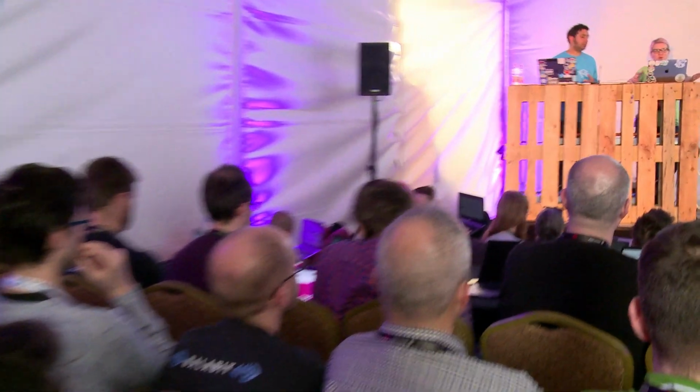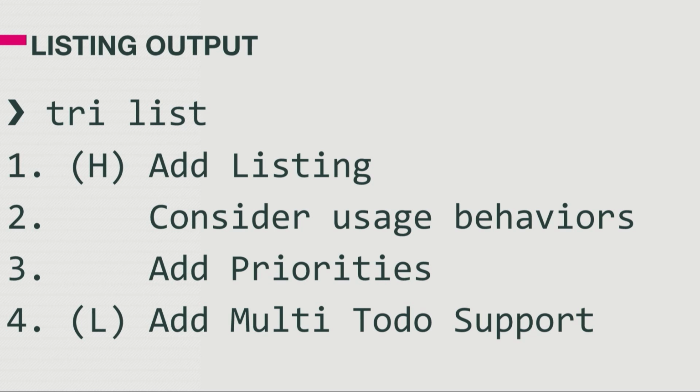Try list is another way. So these are just ways that you can get the output that you want. There are lots of options.